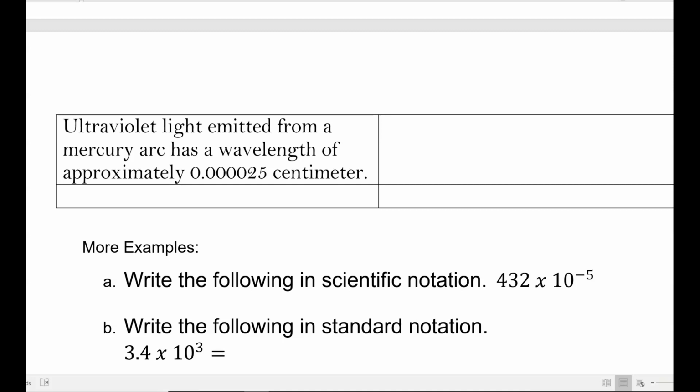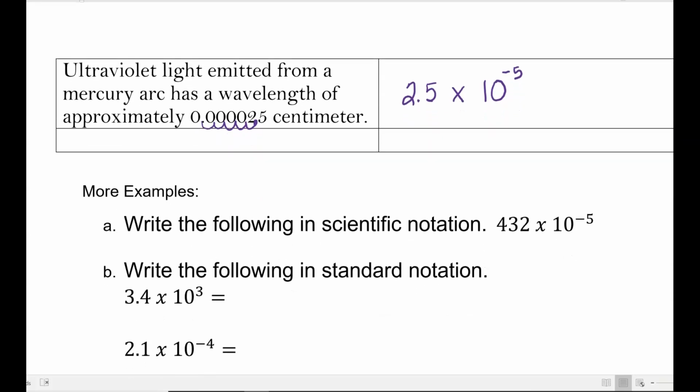We're going to move that decimal 1, 2, 3, 4, 5 times, okay? So definitely 2.5 is between 1 and 10. And since we moved it 5 times, we're going to put -5 because that's a very small number. This number is less than 1. So I know I would have a negative exponent.